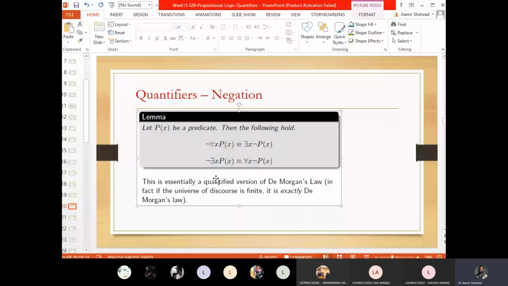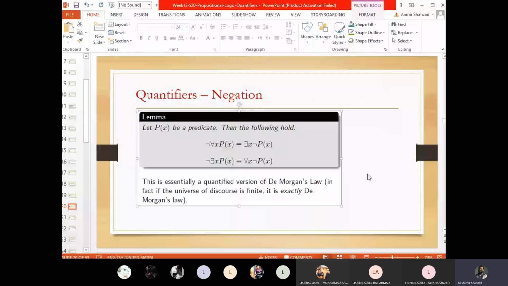We have an existential quantifier, there exists x, p of x. When will its negation be true? When p of x is not true for each and every value of x. So for all x, p of x is not true. For any x, p of x is not true. So we cannot find even a single x for which p of x is going to be true. So the negation of the existential quantifier is for all x, not p of x.